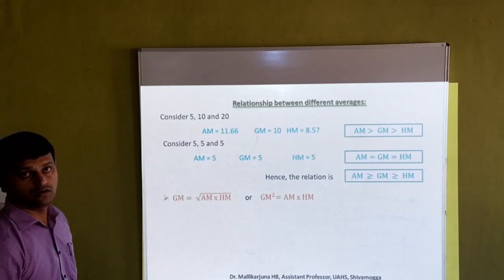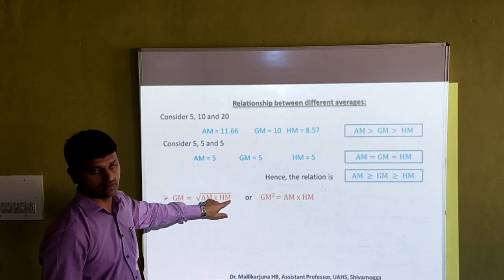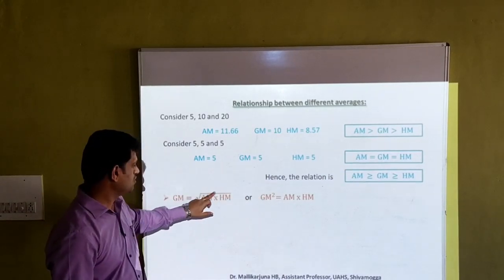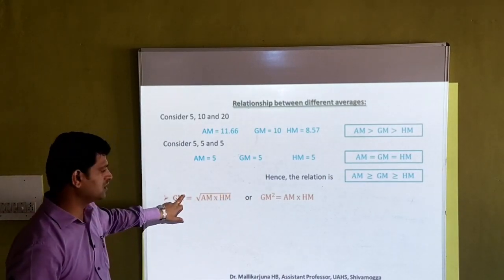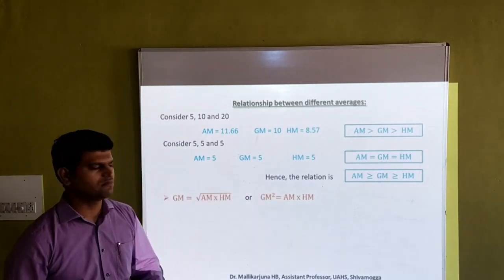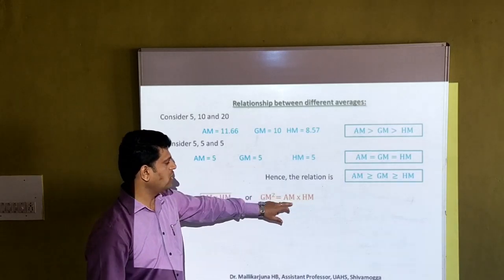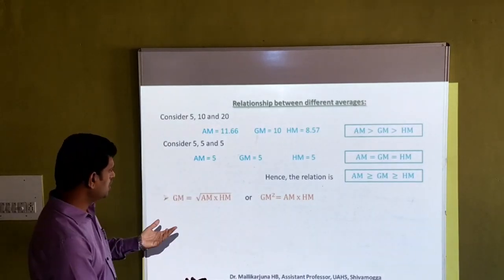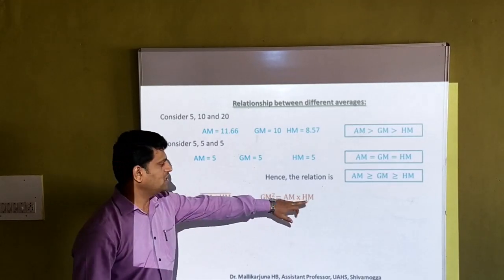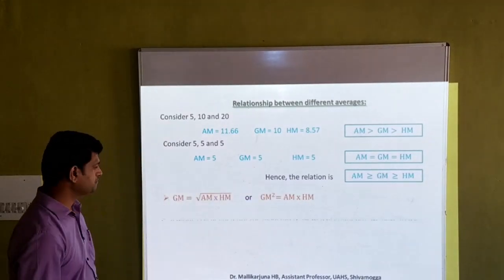Coming to the next property here, geometric mean is equal to the square root of AM into HM. Or we can remove this square root and write the square here. So GM square is equal to AM into HM. Sometimes if I want to calculate geometric mean based on these two values, I can use this formula. Or based on the GM and HM, I can find out arithmetic mean also using this formula.